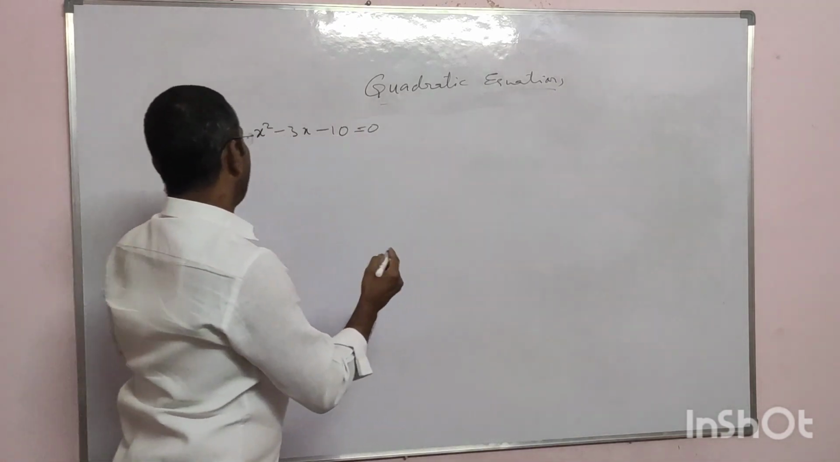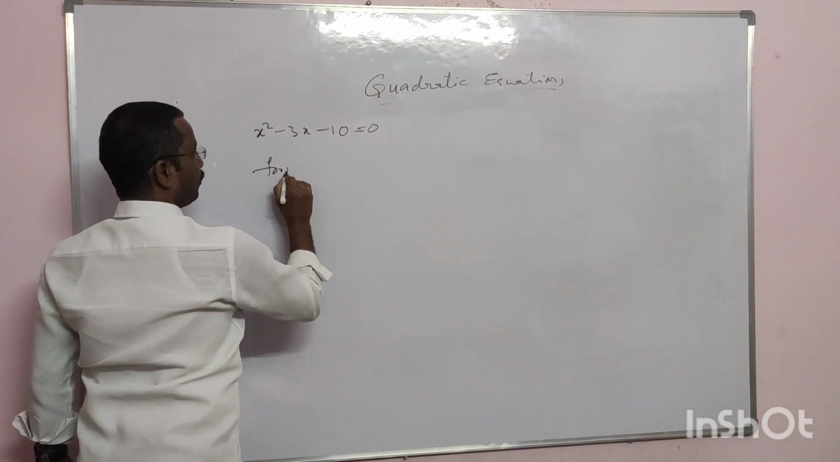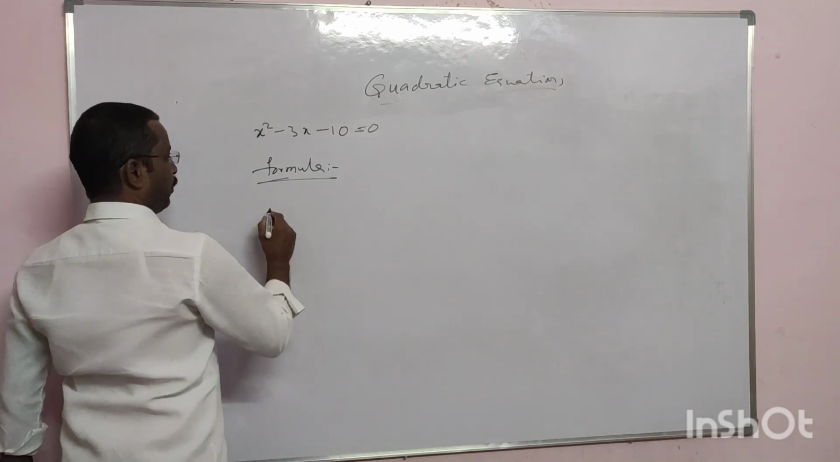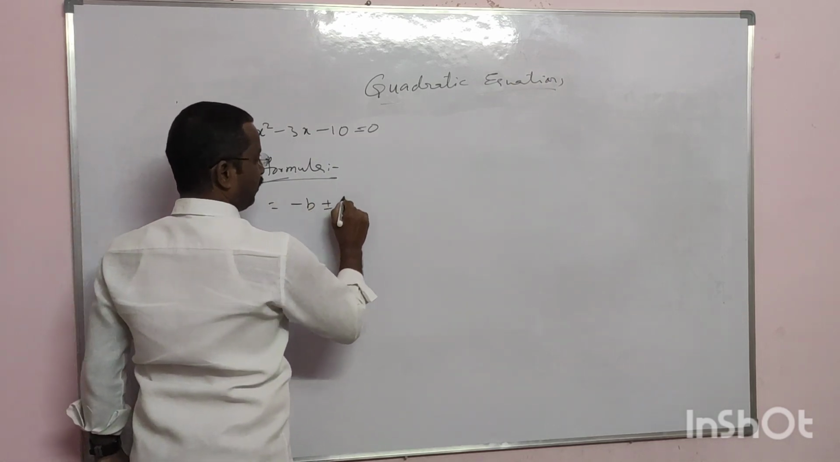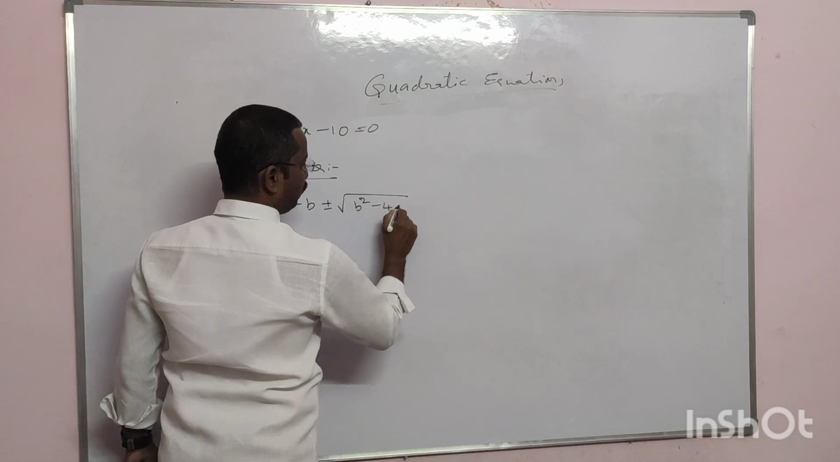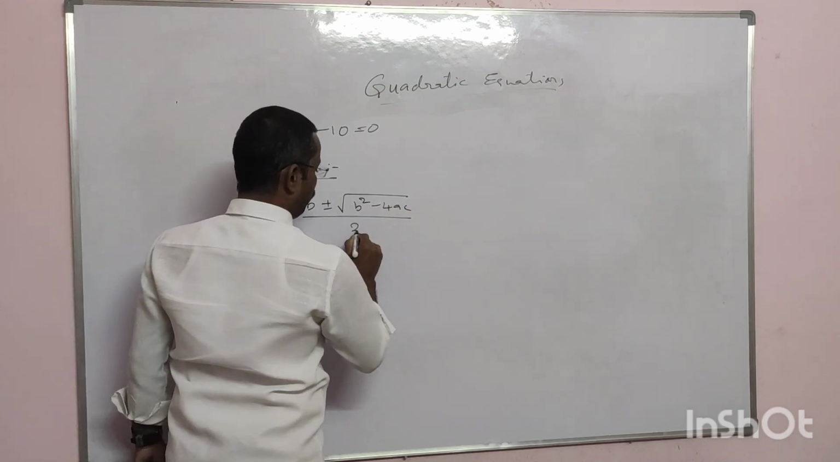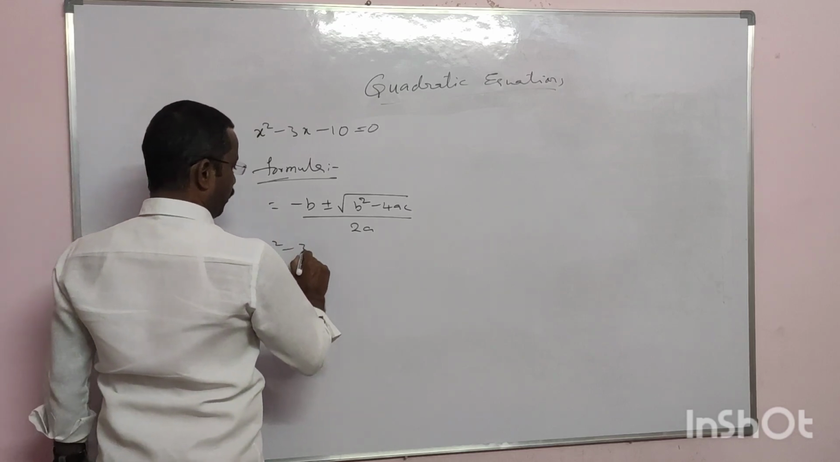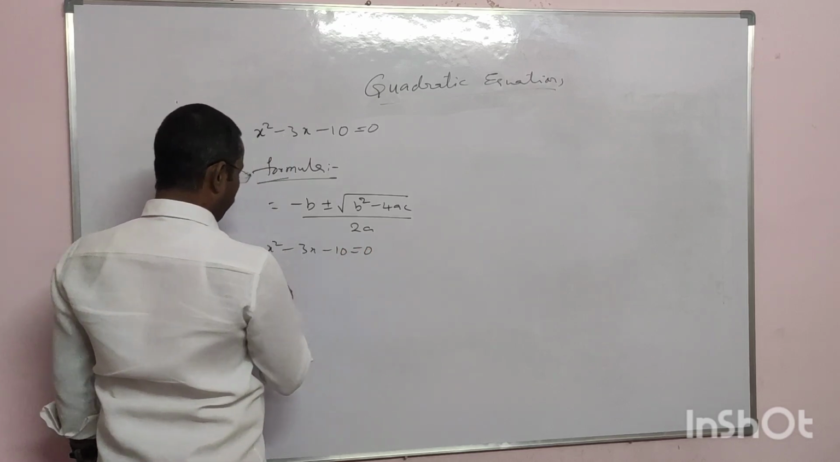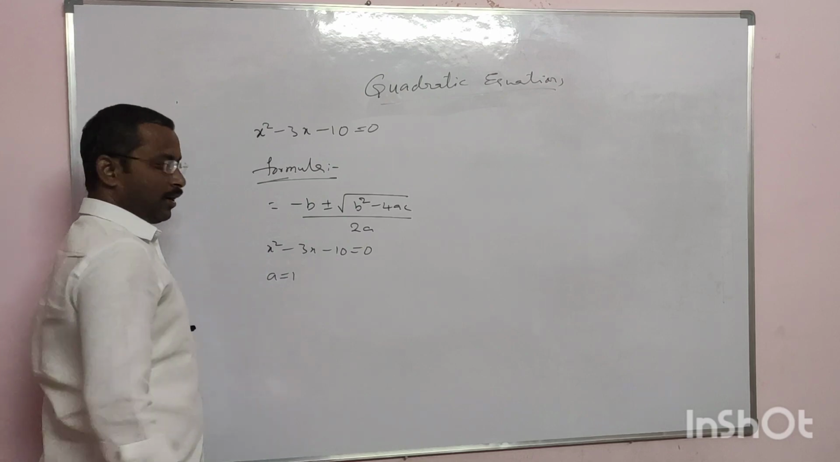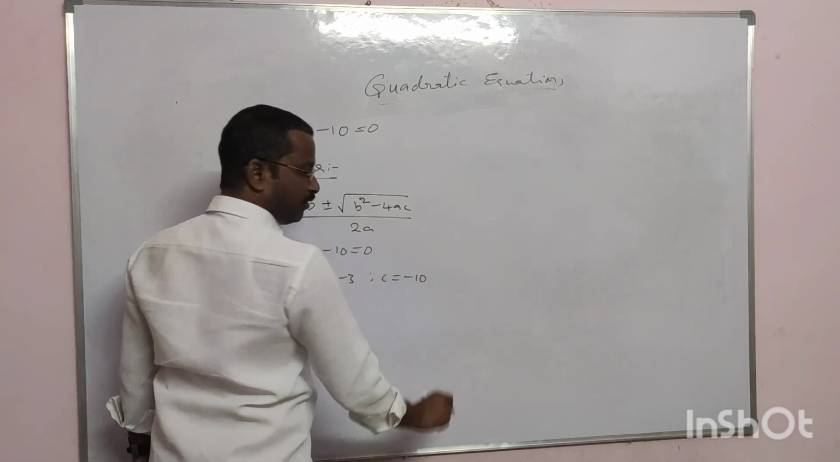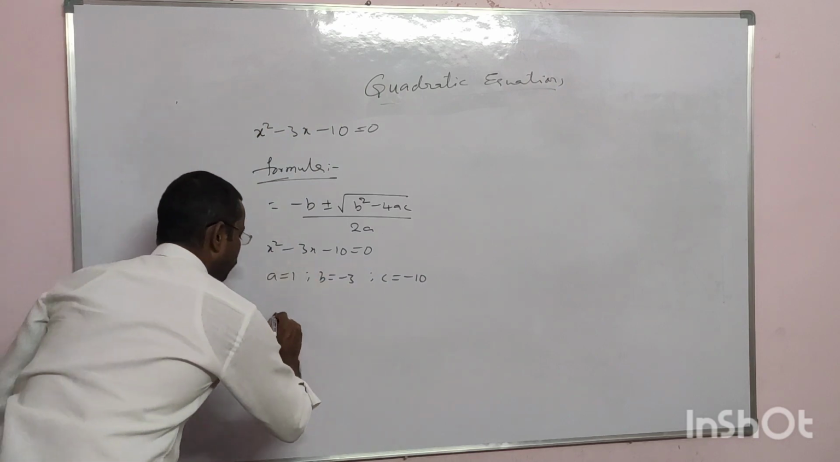And you have a formula, called the quadratic formula. The formula is x equals minus b plus or minus under root of b square minus 4ac, all by 2a. Now x square minus 3x minus 10 is equal to 0. What is a? 1. What is b? Minus 3. What is c? Minus 10. Just replace the values.